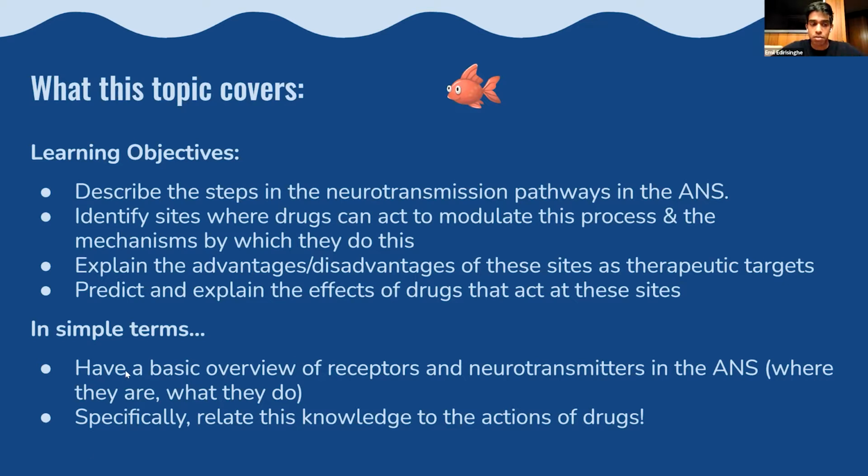So in simple terms, these learning objectives mean to have a basic overview of, firstly, the branches in the autonomic nervous system, then also the receptors and neurotransmitters, what they are, what they do, and then specifically be able to use this knowledge to relate that to the actions of drugs.